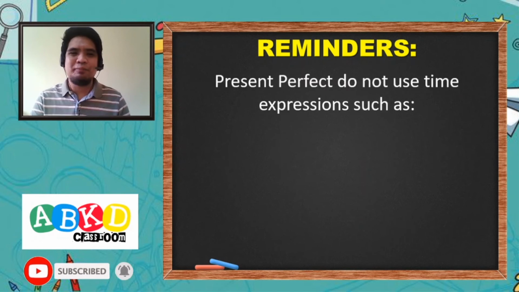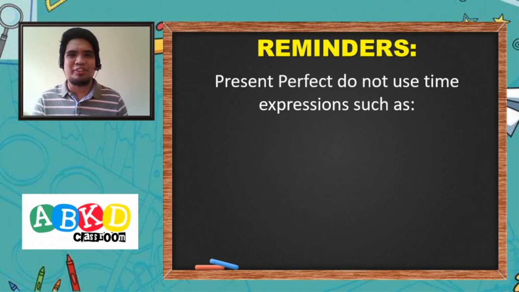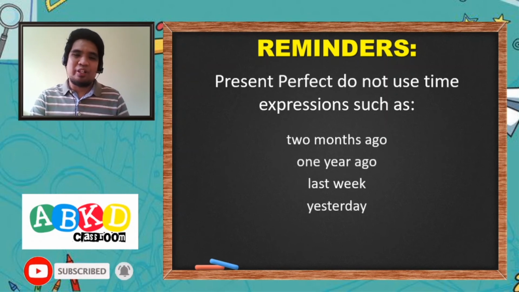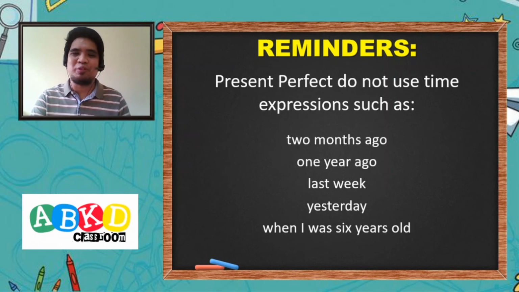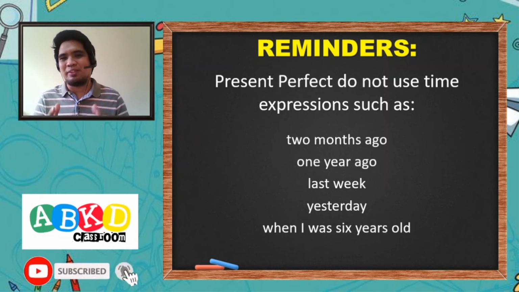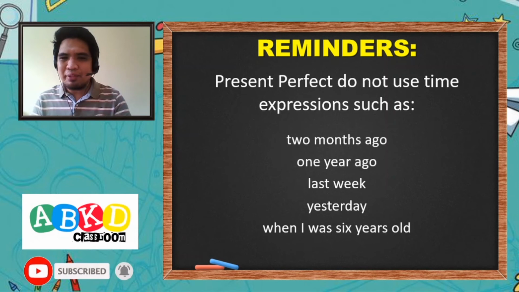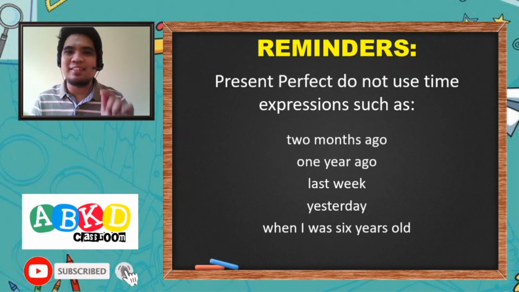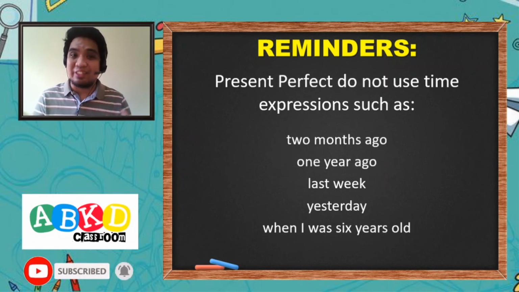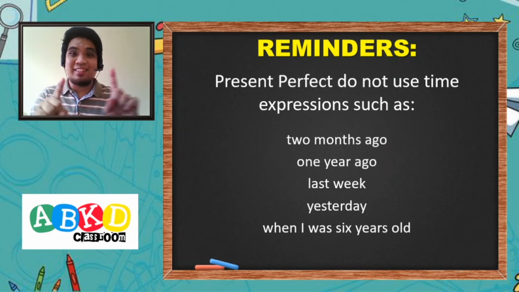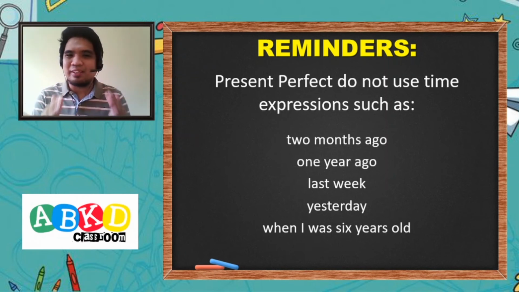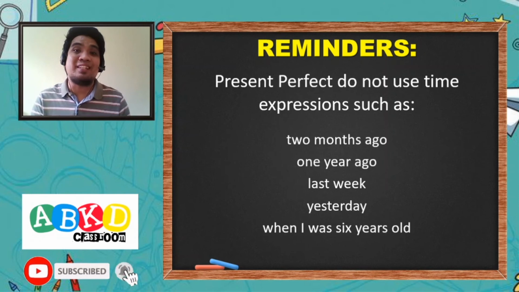So, reminders, present perfect does not use time expressions such as 2 months ago, 1 year ago, last week, yesterday, or when I was 6 years old. Because those time expressions are very specific. And to be honest, pag gagamit kayo ng mga time expressions na yan, hindi na siya magiging present perfect tense. Magiging past simple or simple past tense na siya. Okay? Kasi halos magkaparehas lang kasi silang dalawa. Again, when you use a time expression in your sentence and you are looking forward to use a present perfect tense, it will be a simple past tense na.